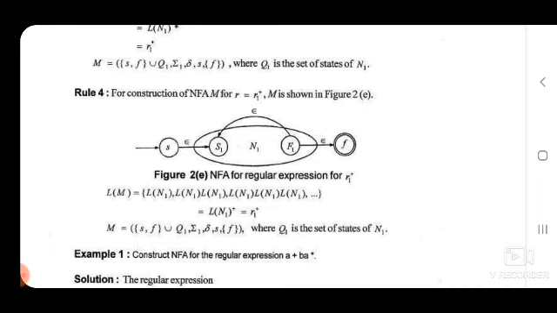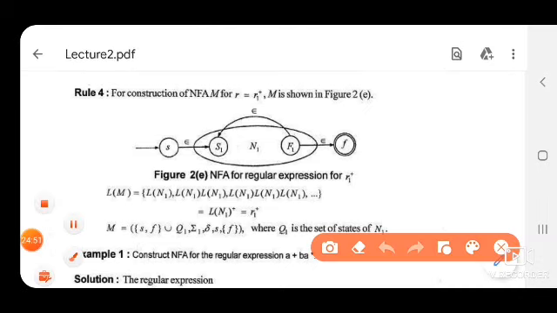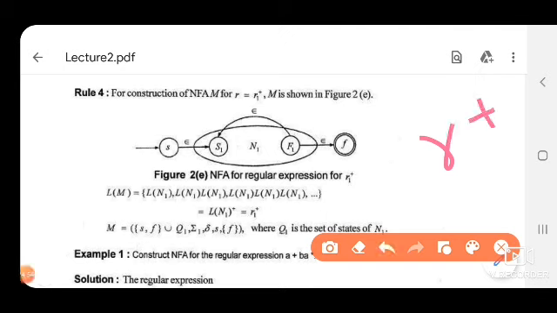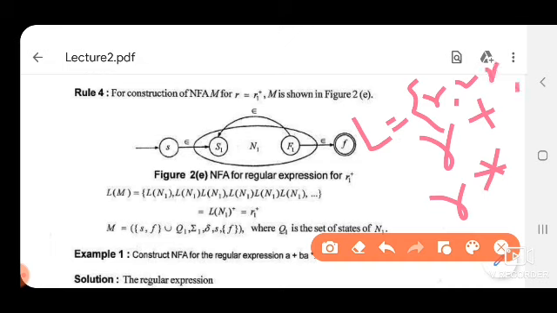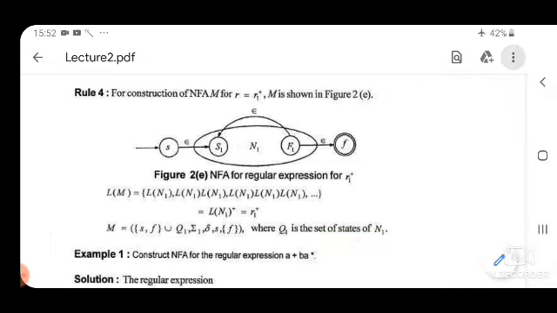Additionally, we can see what the NFA for R plus is. We have seen the NFA for R asterisk. So, what is the difference between R plus and R asterisk? R plus does not contain null. The language generated by R plus is R, R R, R R R, but it does not contain null.